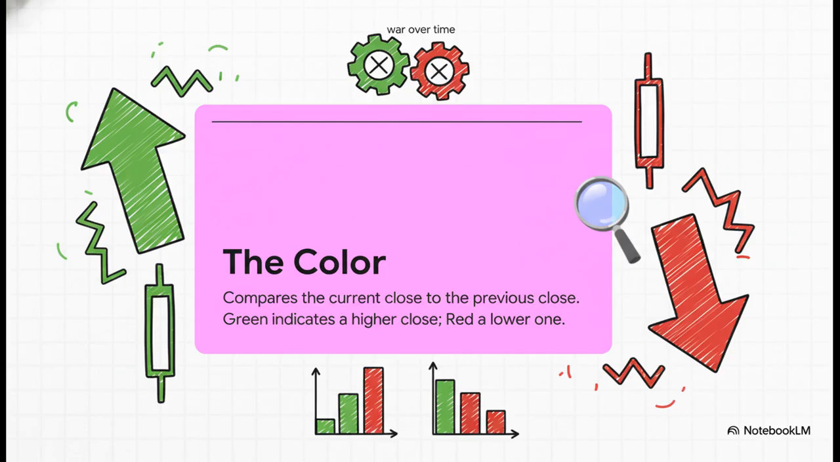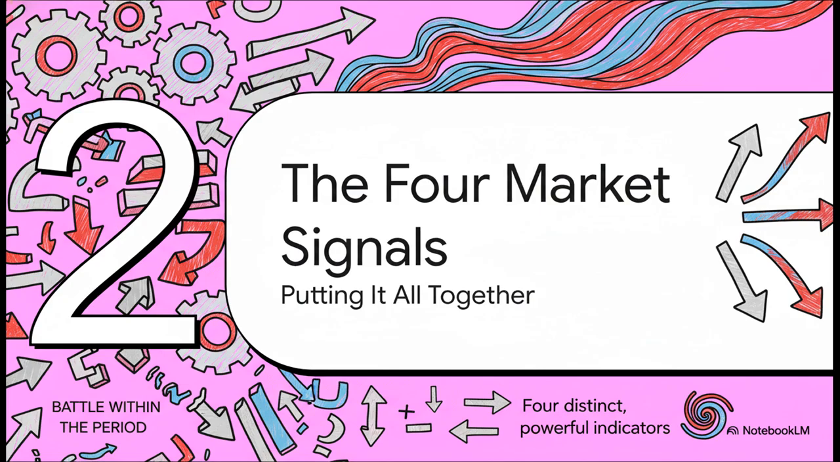The color isn't about the open and close of the current candle. Nope. Instead, it compares the current closing price to the previous candle's close. So if it's green, it means the price closed higher than the last period did. Momentum is building. If it's red, it means it closed lower. Momentum is fading. This is the clue that shows us the war over time. Okay, so we have our two clues. The fill, which is our battle within the period, and the color, which is the war over time. Now, when you combine these two things, you unlock four totally distinct and really powerful indicators of what the market momentum is doing.